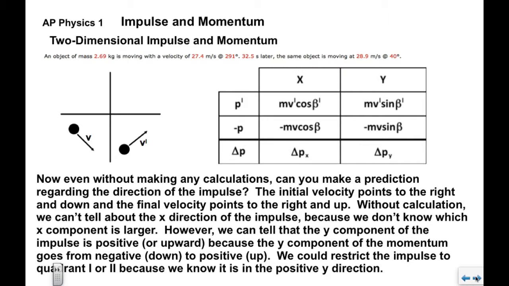So I want you to think about that. Initially, the object is moving down in the y direction, and then finally the object is moving up in the y direction. Therefore, the impulse must be up. Okay, we could restrict the impulse to quadrants 1 or 2 because we know it's got to be in the positive y direction.